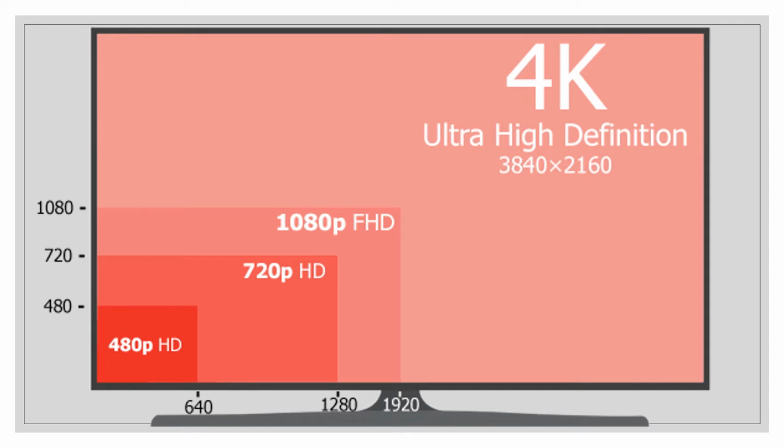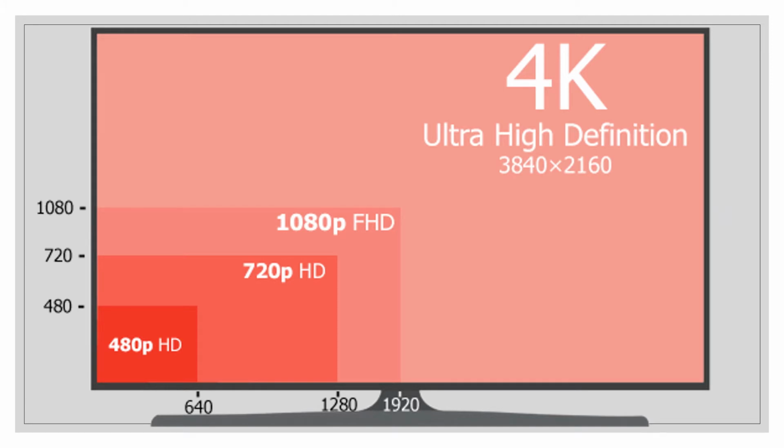As you can see right here, we have different kinds of resolution. The first is 4K, which is ultra high definition, and nowadays 8K has also appeared. Again, we have 1080p, which is full HD, 720p, which is HD, and 480p, which is also HD but cannot be as good as 720p.